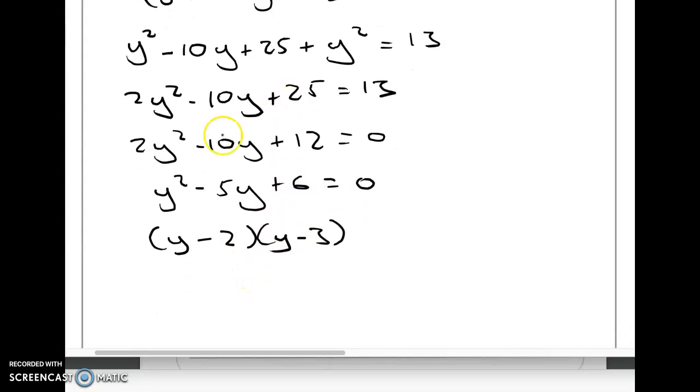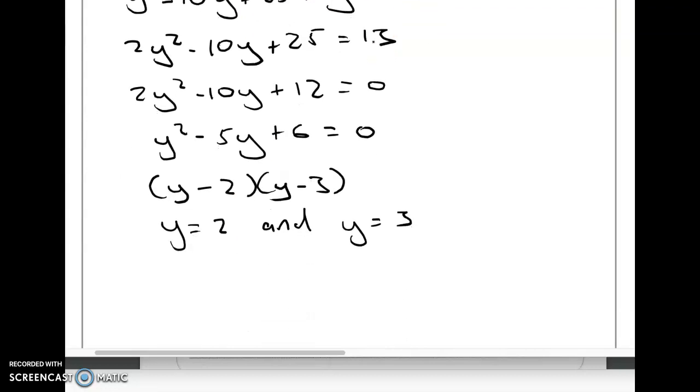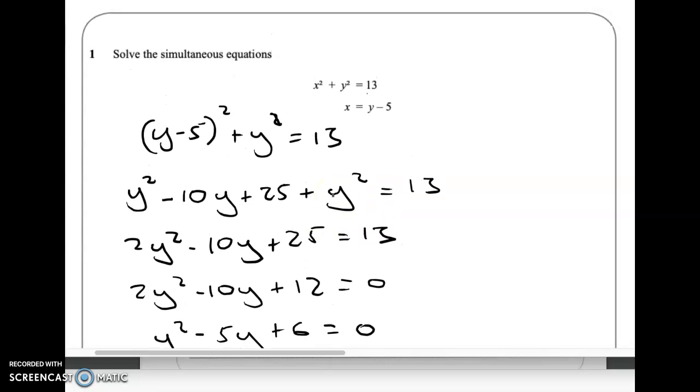So, y equals 2 and y equals 3. But when y equals 2, x equals 2 minus 5, which is minus 3. X equals minus 3. And when y equals 3, you're going to get 3 minus 5, which is minus 2.